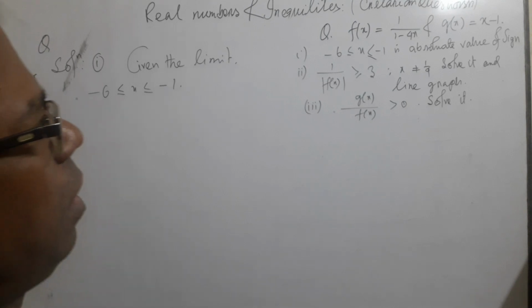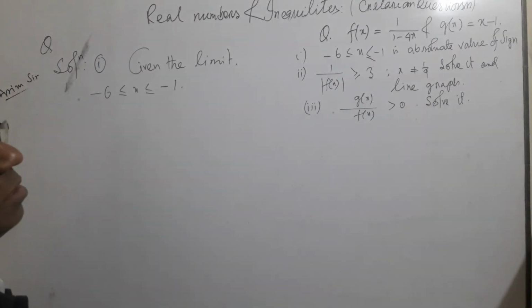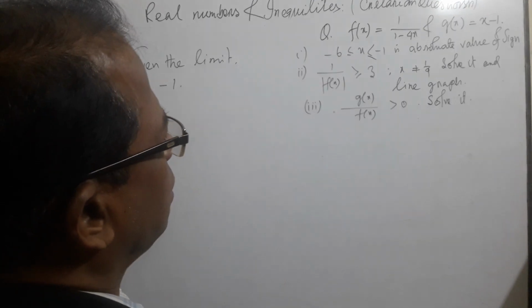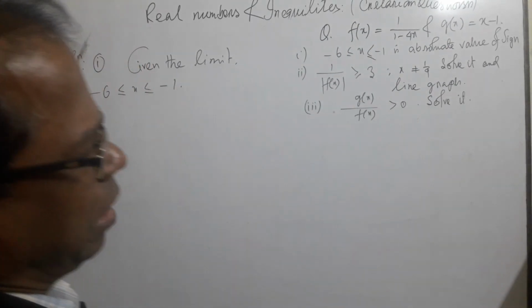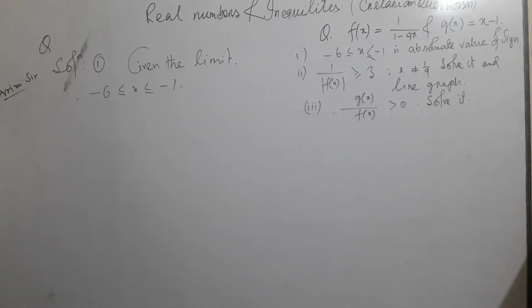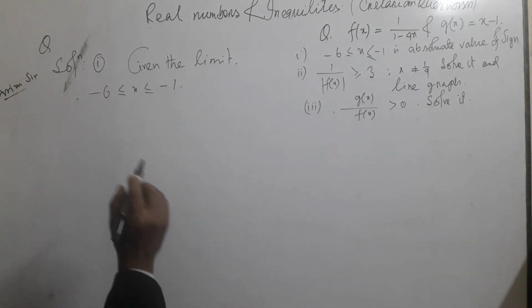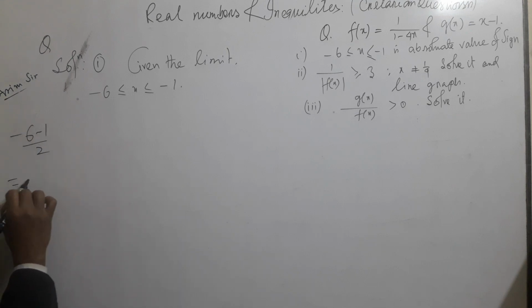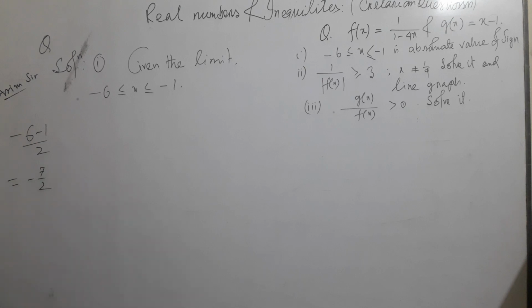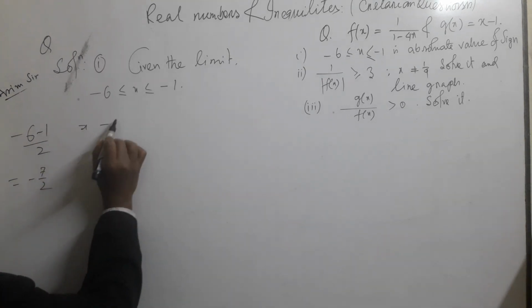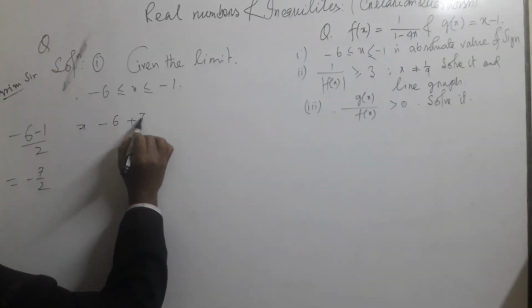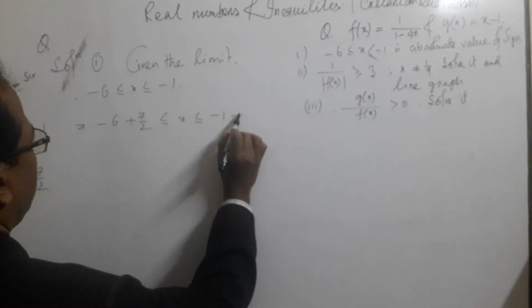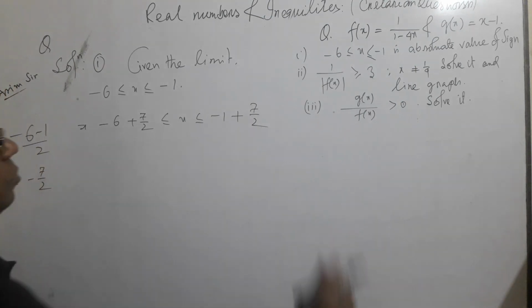So firstly, I want to solve these questions. Number 1: minus 6 less than or equal to x and less than or equal to minus 1 is absolute value of psi. Absolute values, that means you have to memorize minus 6 and minus 1 divided by 2, that's a minus 7 by 2. So that implies minus 6 plus 7 divided by 2 is less than or equal to x, less than or equal to minus 1 plus 7 divided by 2.